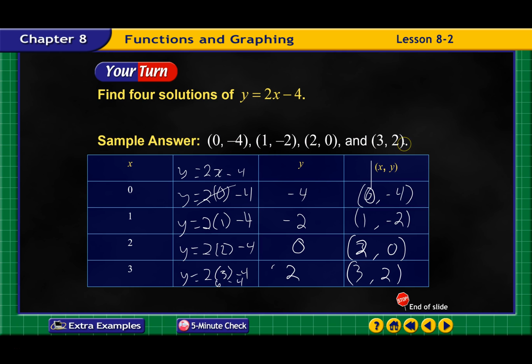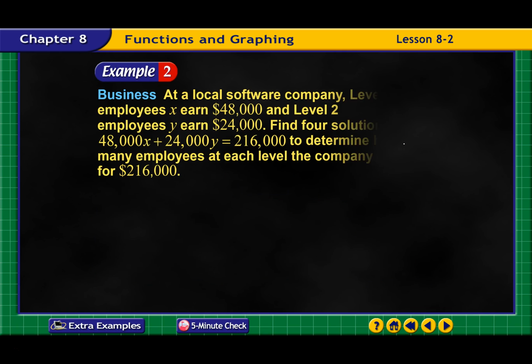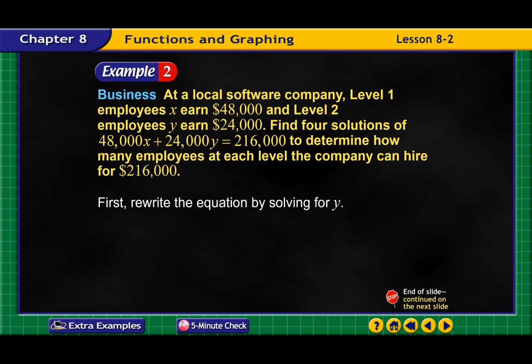So write them out like that. All right, at a local hardware store, level 1 employees earn $48,000 and level 2 employees earn $24,000. Find 4 solutions of these two equals $216,000 to determine how many employees at each level they can hire for $216,000. So first we rewrite the equation by solving for y.